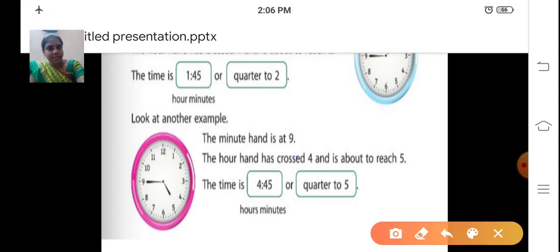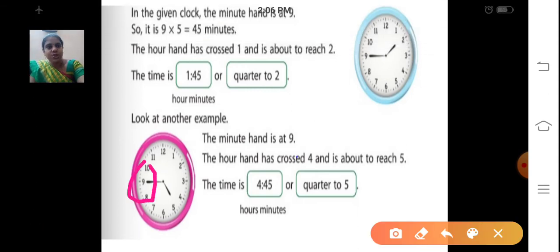Just see where the minute hand is. It is at 9, so we call it quarter to. Quarter to which time? That we are going to see. See the given clock. Yes, our minute hand is at 9. So how many minutes? Usually how do we calculate the minutes? We multiply it by 5, isn't it? So 9 fives are 45. So now we know it is 45 minutes.